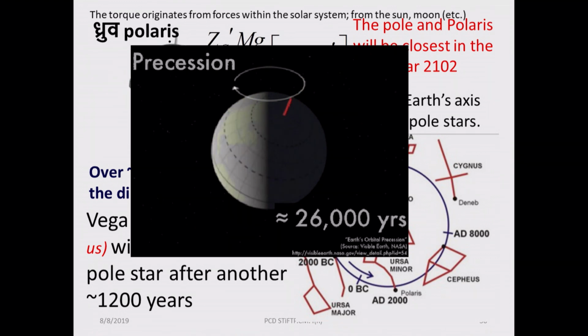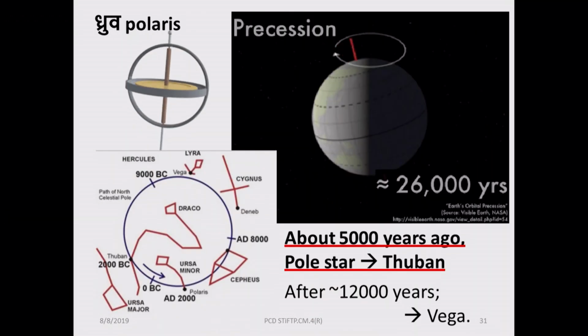So here is a picture, I think from NASA's website, and they demonstrate in this small video how the precession of Earth takes place because of these gyroscopic effects, because of the gravitational fields of other bodies in our own planetary system, which exert this torque.